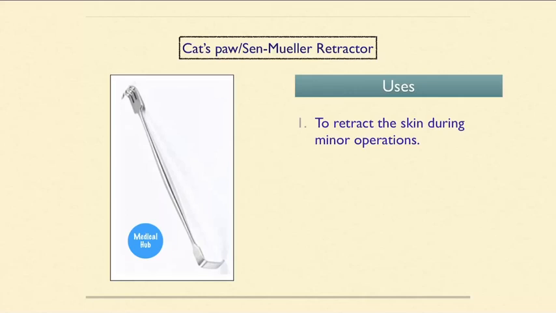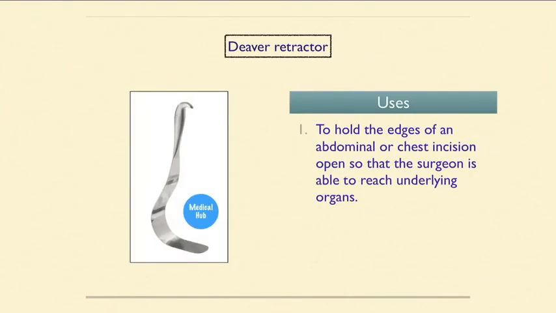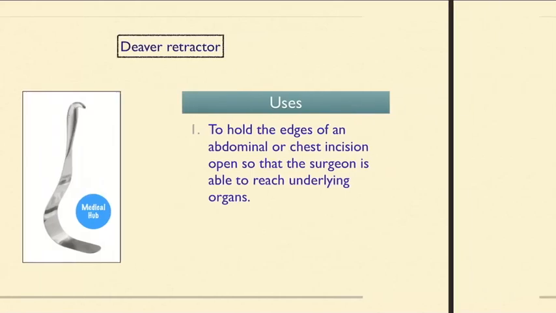Catspaw or Senn-Mueller retractor. It is used to retract the skin during minor operations. Deaver retractor. It is used to hold the edges of an abdominal or chest incision open so that the surgeon is able to reach underlying organs.